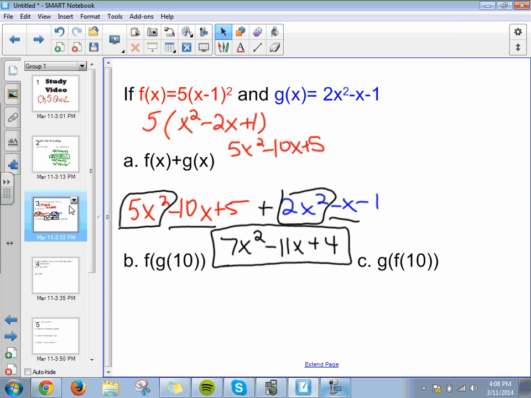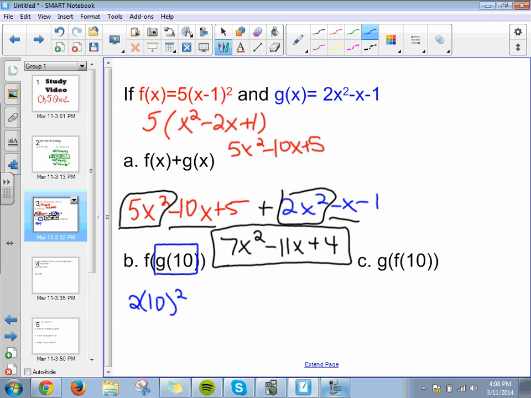We don't have to solve for x. That's it. Then we do our composition of functions. Remember, we're going to do the inside, then the outside. So first what we want to do is find our g of 10. So we're taking that 10 and plugging it in for wherever we see an x in our g of x function. So we've got 2 times 10 squared minus 10 minus 1.